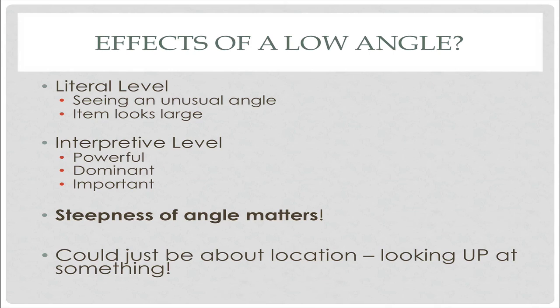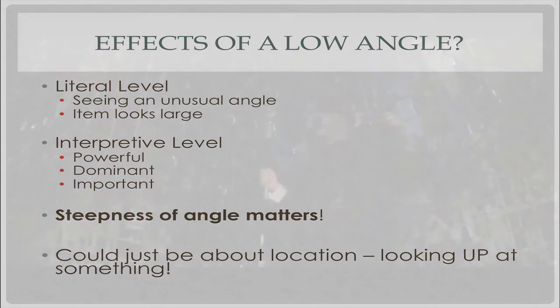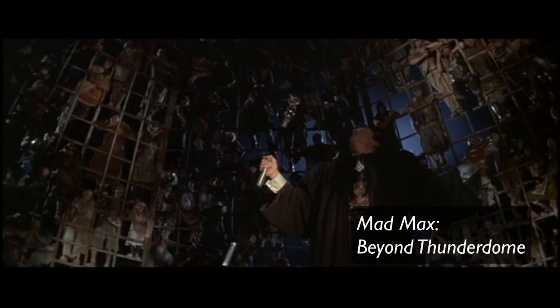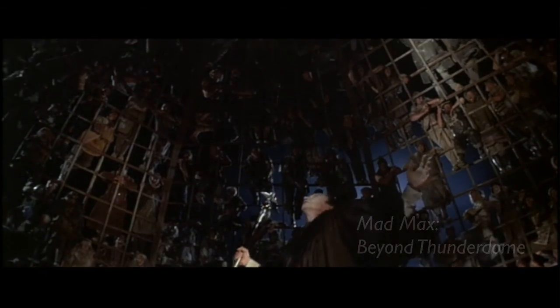And so as we move to the interpretive level, we have to ask ourselves, what is the filmmaker trying to share through this low angle? Perhaps the image that is being filmed by the director in that low angle is supposed to seem powerful because they're going to be distorted in a large way. Perhaps they're supposed to be dominant. At the very least, they're probably supposed to be important. So filming something in a low angle is going to add power to whatever is being filmed in that low angle.